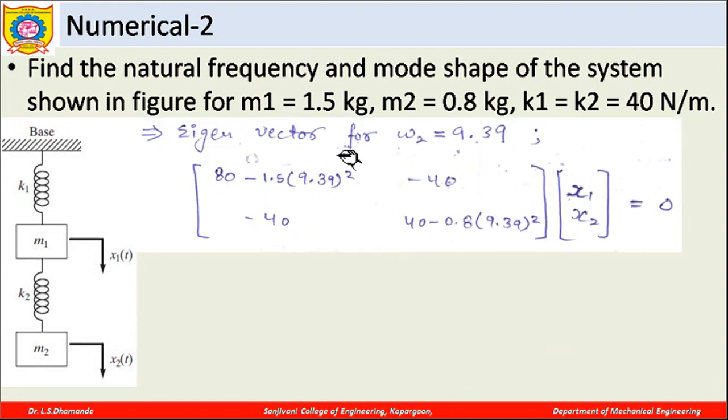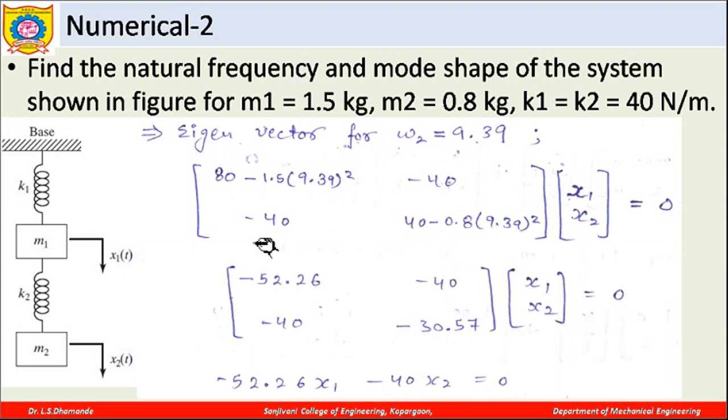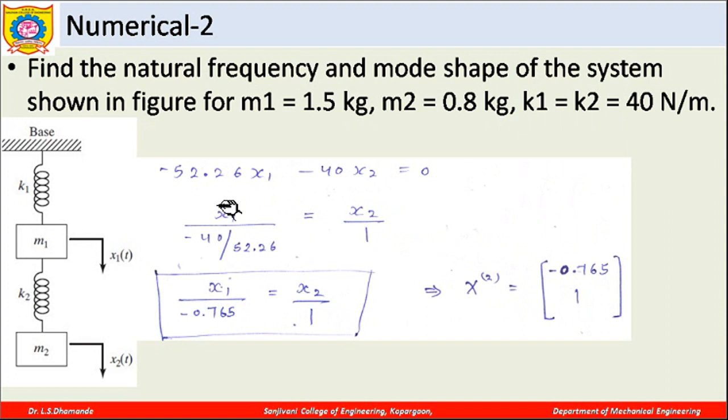Now if I put the value of omega 2 as 9.39 in this expression, I will get the second eigenvector. So I am putting 9.39 here and simplifying. After simplification, I get this value as 52.26 and this value as minus 30.57, while this is minus 40 as it is. Again, if I multiply this row and this column, I get one equation of x1 and x2: minus 52.26 x1 minus 40 x2 is equal to 0.